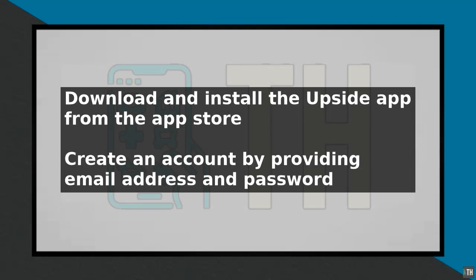To use the Upside app for gas, start by downloading and installing the app from the App Store on your mobile device. Once installed, create an account by providing your email address and password, and then verify your account through the email sent by Upside.